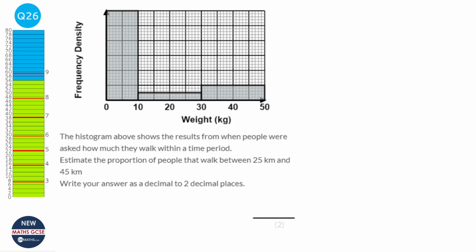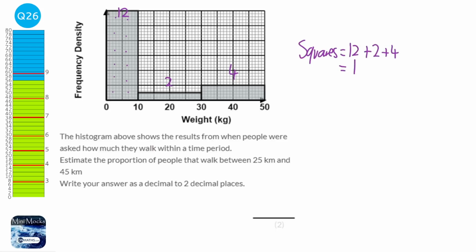Whenever you're asked to work out a proportion of items in a histogram, you can do it by just counting the squares. So in the first bar, we have 1, 2, 3, 4, 5, 6, 7, 8, 9, 10, 11, 12. So 12 squares here. The next one, you've got 4 half squares, so that will be 2 squares in total. And then we've got 4 squares in the last one. So altogether we have 12 plus 2 plus 4, which will be 18. So it's 18 squares in total.